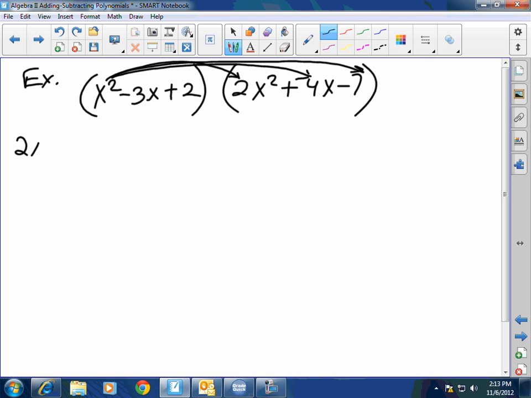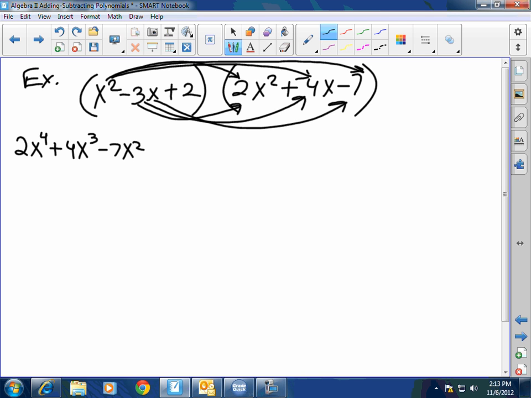So this is going to be 2x to the 4th plus 4x cubed, good, minus, done. Now, negative 3x has to be multiplied to every single term in the polynomial. So this would be negative 6x cubed minus 12x squared plus 21x. Very good. Does that make sense?